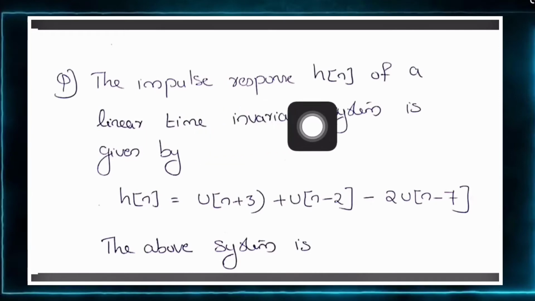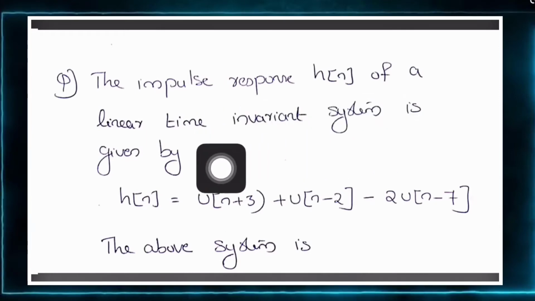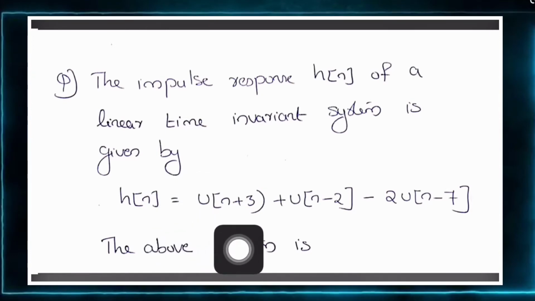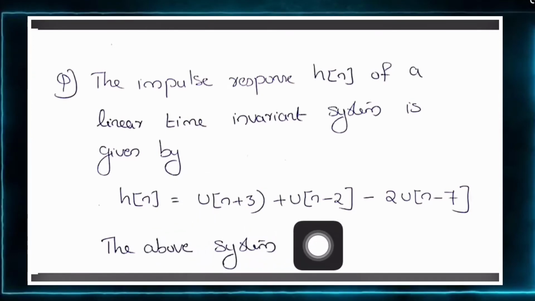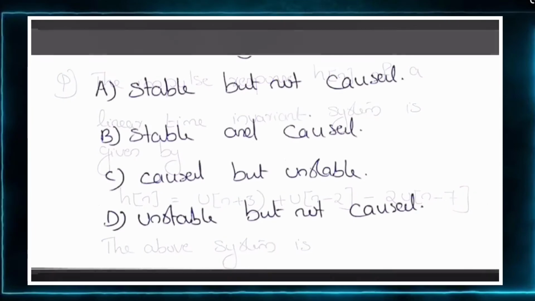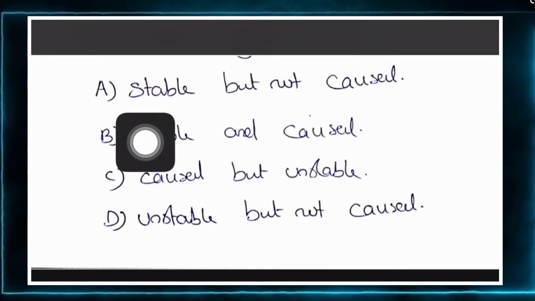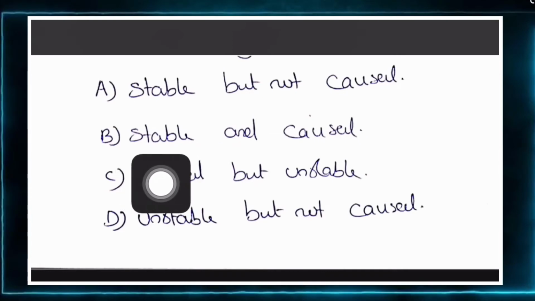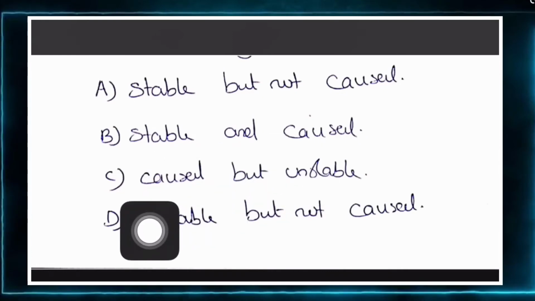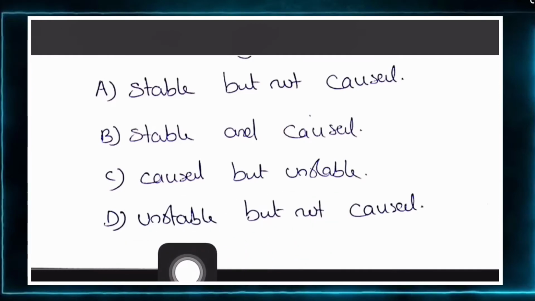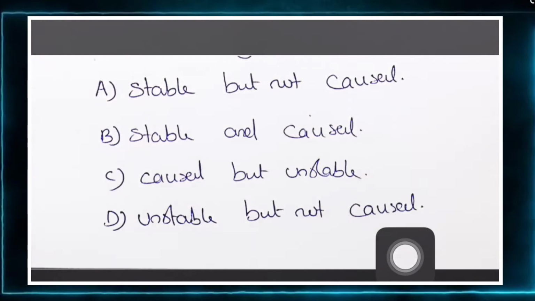The impulse response h of n of a linear time invariant system is given by h of n equal to u of n plus 3 plus u of n minus 2 minus 2u of n minus 7. The above system is, four options are given. Option A, stable but not causal. Option B, stable and causal. Option C, causal but unstable. And option D, unstable but not causal.